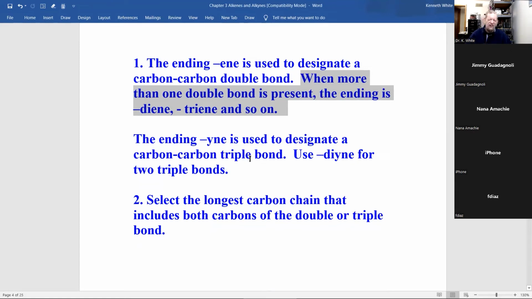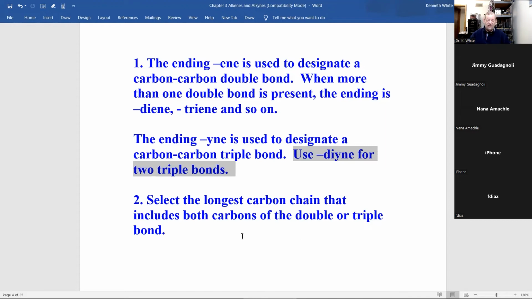In a couple of seconds, I'll show you what I mean by the ending. And again, I apologize, Dr. White was lazy. Should have taken this out years ago. Organic chemists can be very lazy. For two triple bonds, di meaning 2.